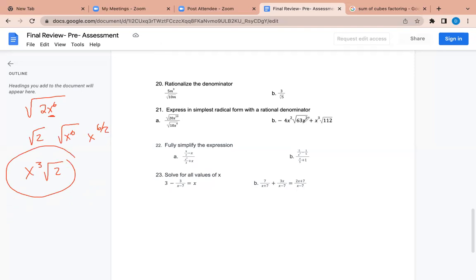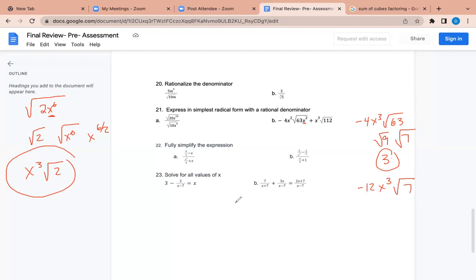This one here, notice that you could take out the x here, right? So that would be negative 4x cubed radical 63. And notice that you could simplify radical 63 to 9 and 7. If you get the square root of the 9, it would be 3. So multiply the 3 times negative 4 would be negative 12x cubed radical 7.